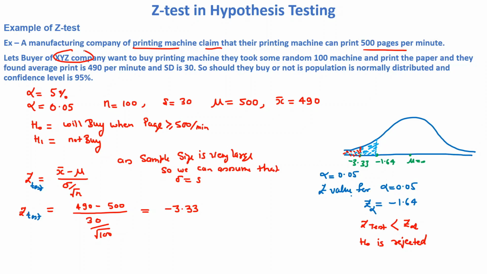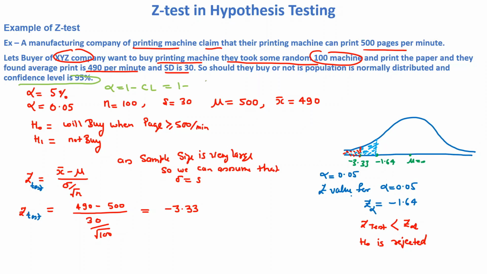There is one XYZ company that wants to buy these printing machines. So they took random samples of 100 machines and printed paper, and they found that the average print is 490 pages per minute and the standard deviation is 30. So should they buy or not? Our question is, if these conditions are given, should the XYZ company buy this printing machine or not? Our confidence level is given as 95. It means our alpha would be 1 minus the confidence level.